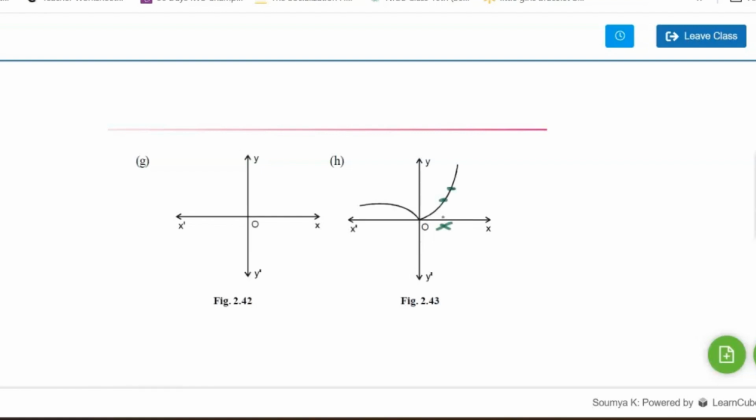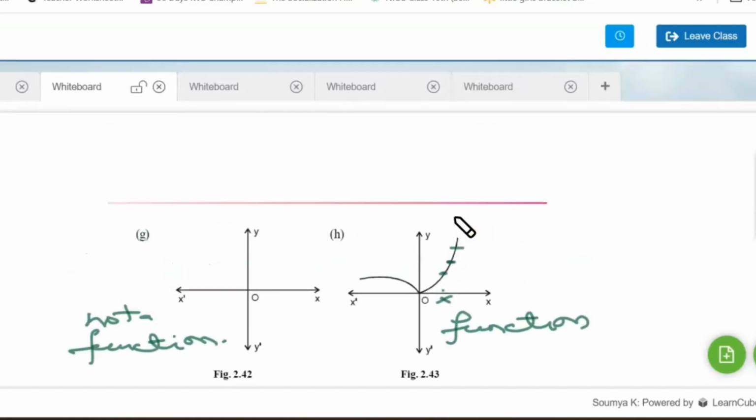And another point, if you take here the y value is going on changing, and here also if you see, y value is going on changing. So this represents a function. This one is not a function. Okay, hope you understood how to find out whether a given graph is a function representation or not.